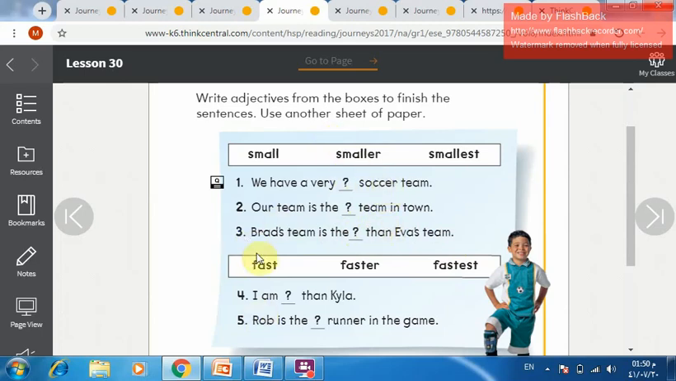Number 4. Now you have 3 words again to choose. Fast, faster, fastest. Number 4. I am dots than Kyla. I am fast or faster or fastest.